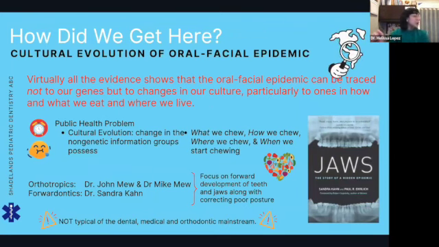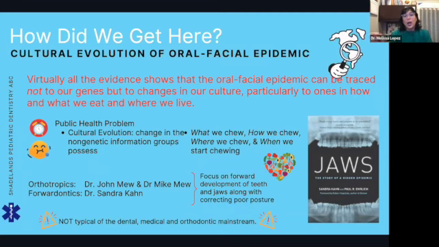Mm-hmm. So I'm going to try to talk very quickly, but there's another book called Jaws. I think James Nestor references Jaws in his book. So it repeats some of the same information, but the biggest takeaway for me was that virtually all the evidence shows that the orofacial epidemic can be traced not to our genes. This isn't something that you're going to get because your parents wore braces or because your parents have obstructive sleep apnea, but it's due to changes in our culture, particularly ones in how and what we eat and where we live.